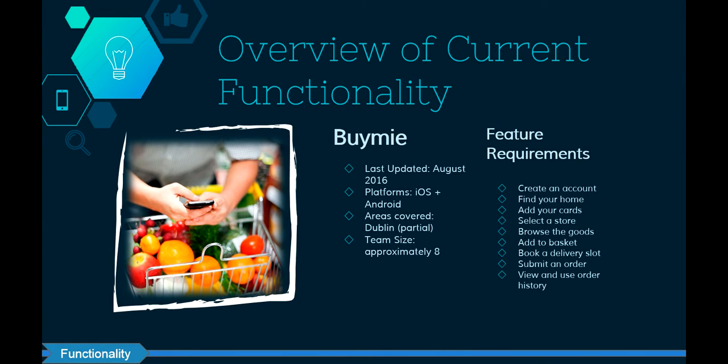Buymie is a mobile-first platform that connects users with a crowdsourced network of personal shoppers and allows them to order goods and groceries from local stores and have it delivered to their doorstep in 1 to 2 hours. The feature requirements of this platform are listed below.